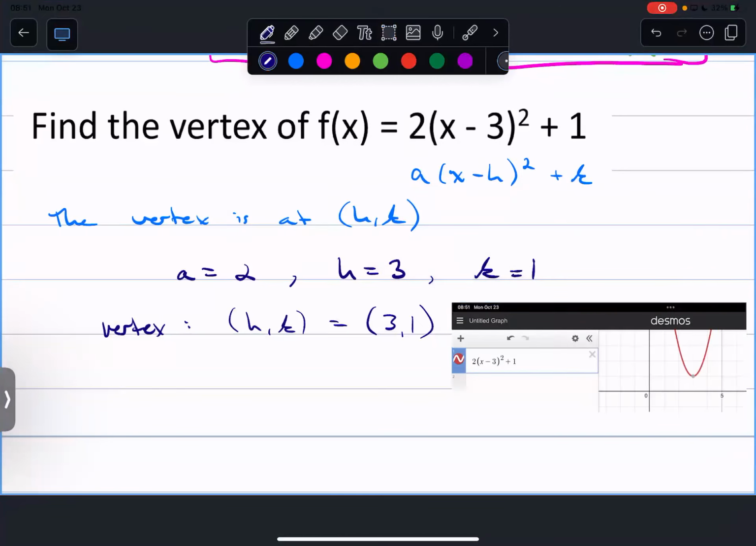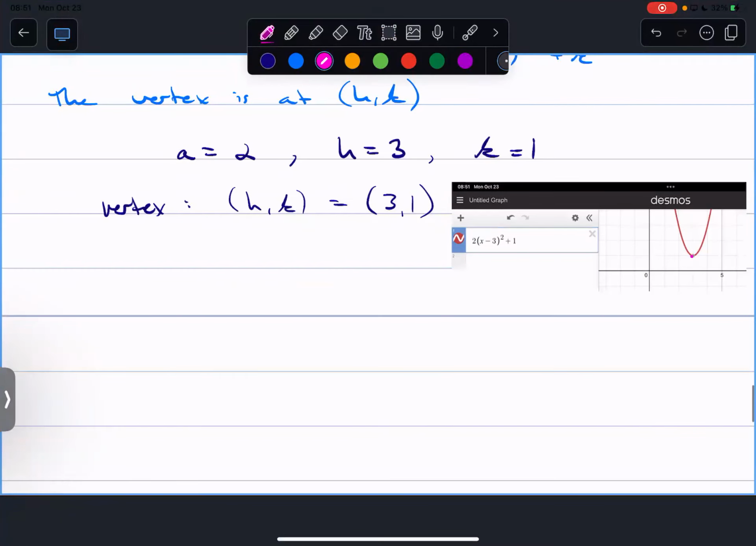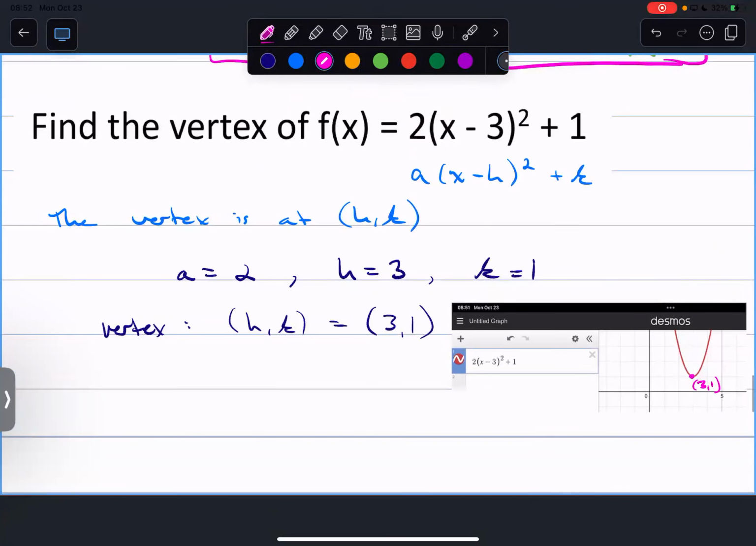Hey, I had it clicked, but this is at 3, 1, which confirms what we found. Right. Nice. That's all we had to do there.